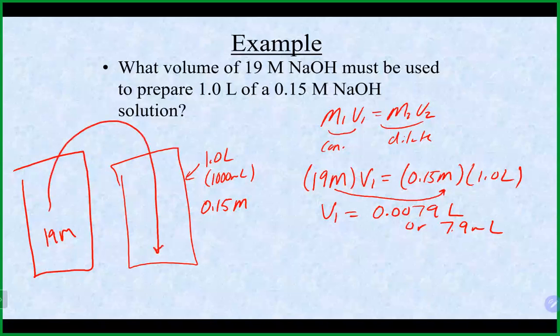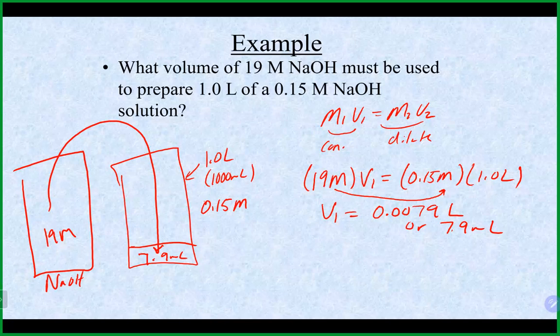So what that really represents is what we would want to do is take out from this 19 molar bottle, which is more concentrated, again, I'm just going to use the milliliters here, 7.9 milliliters of our sodium hydroxide solution, right? And would I then add 1,000 milliliters of water in this case? The answer is no, because if I added 1,000 milliliters of water, I would end up with 1,007.9 milliliters, which is over a liter, right? Which is what we want to end up with.